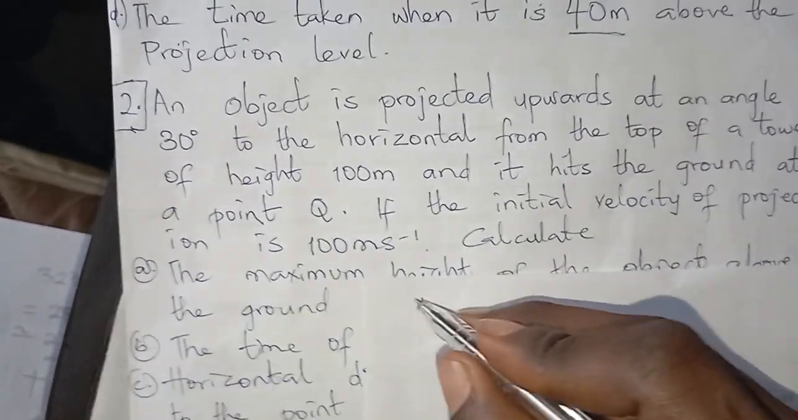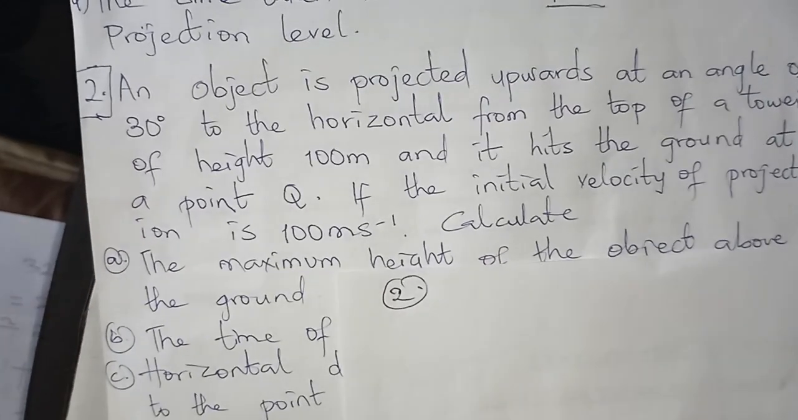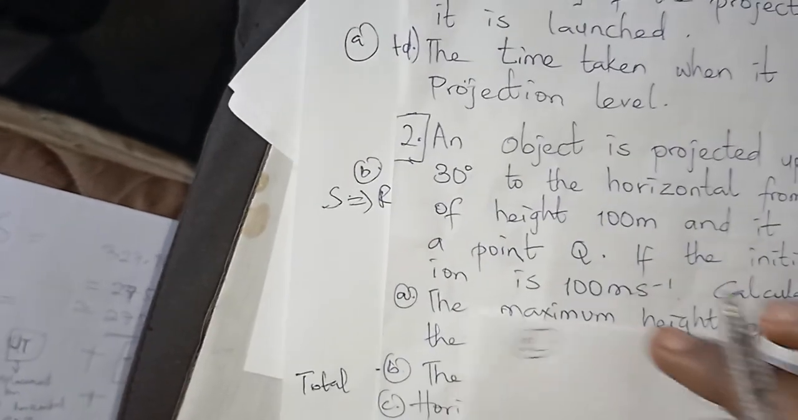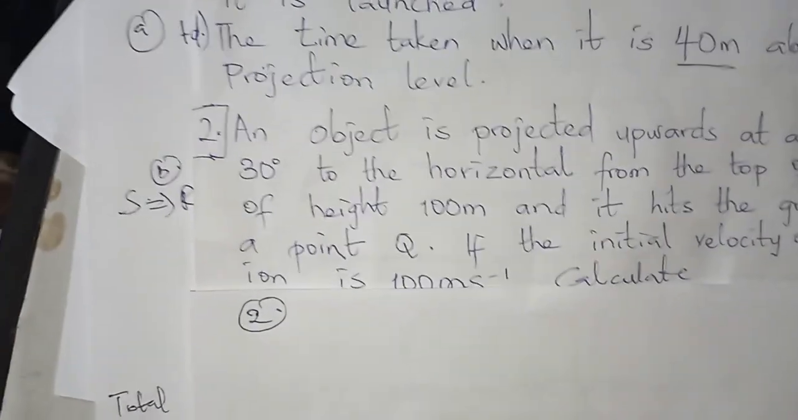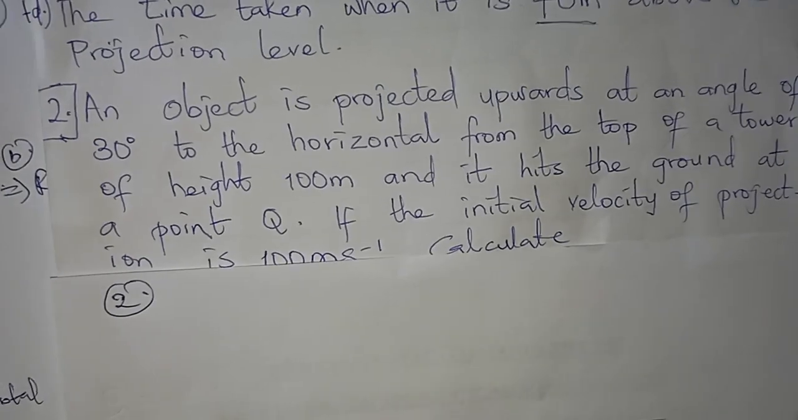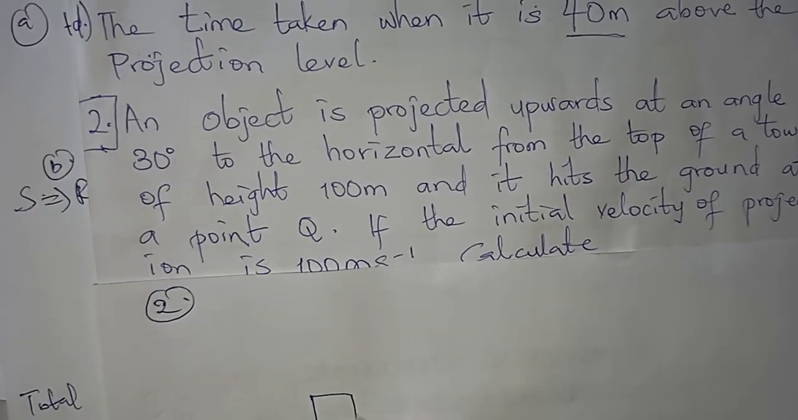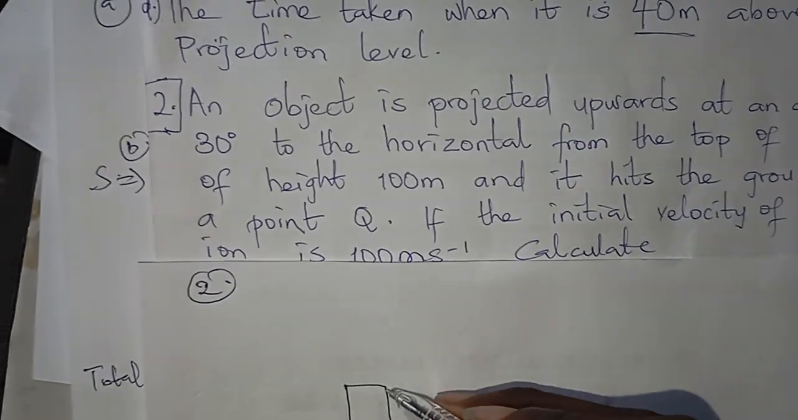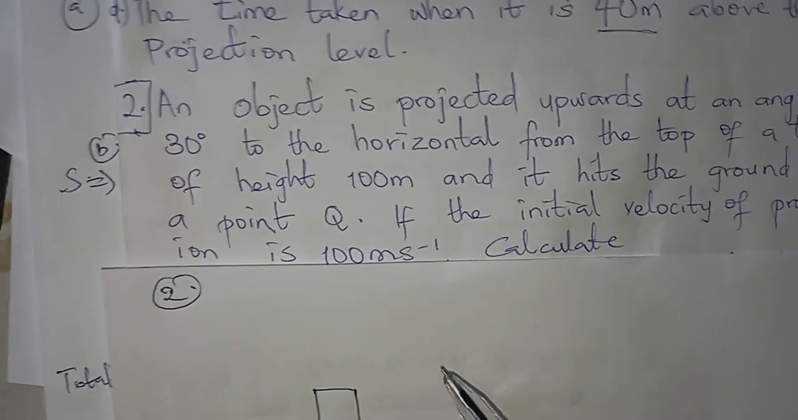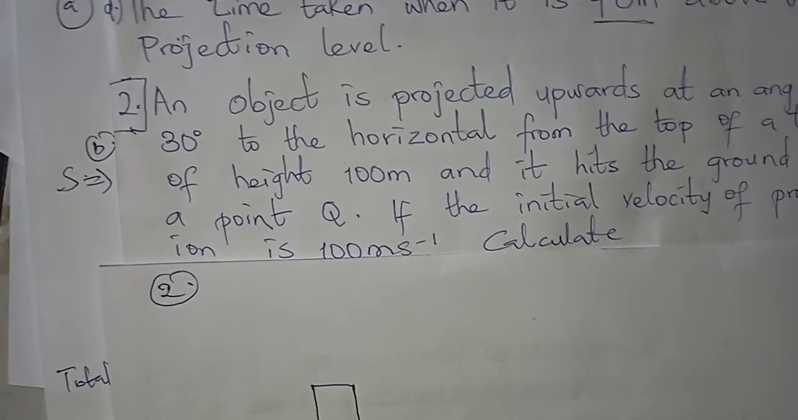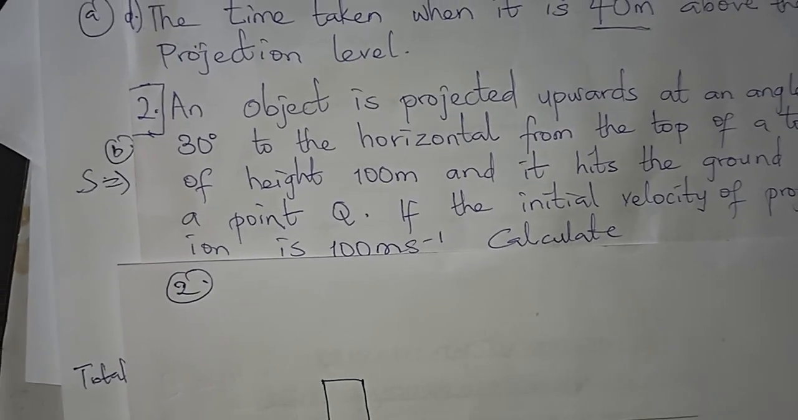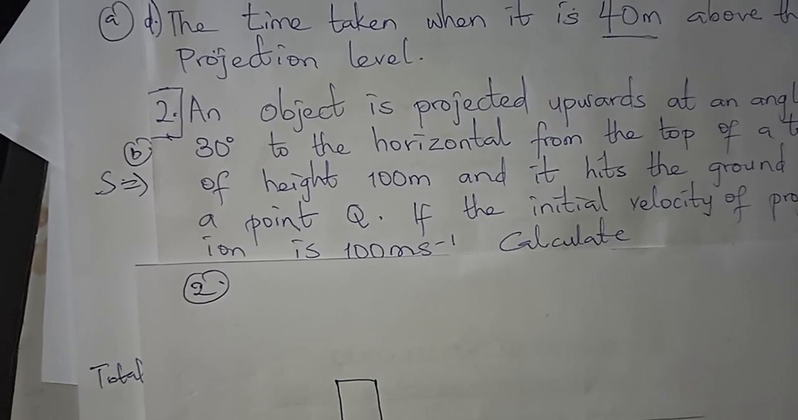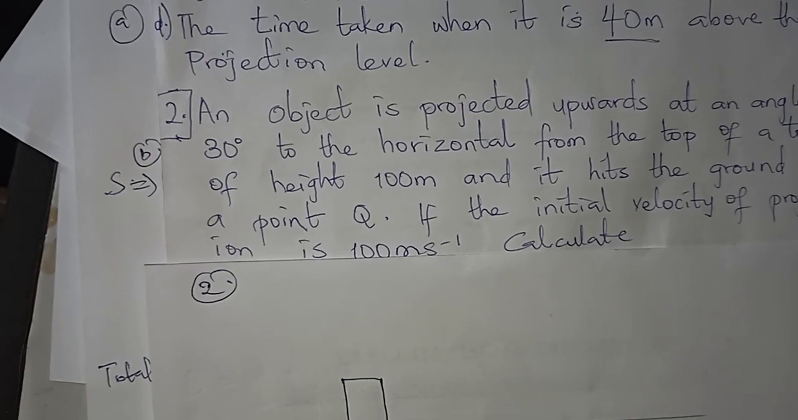So let's just analyze question 2 first. Let's say this is the horizontal. Then they say that there is an object at the top of a tower. The first thing is to understand this projectile motion. Before you start tackling the question, you check which case it is. It is a case of a projectile projected from a height above the horizontal plane at an angle.